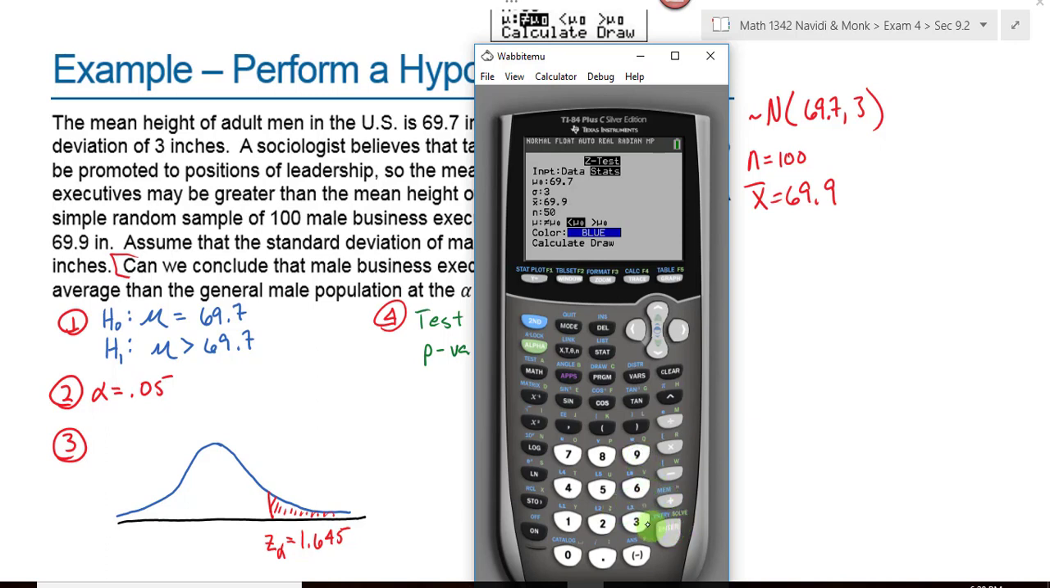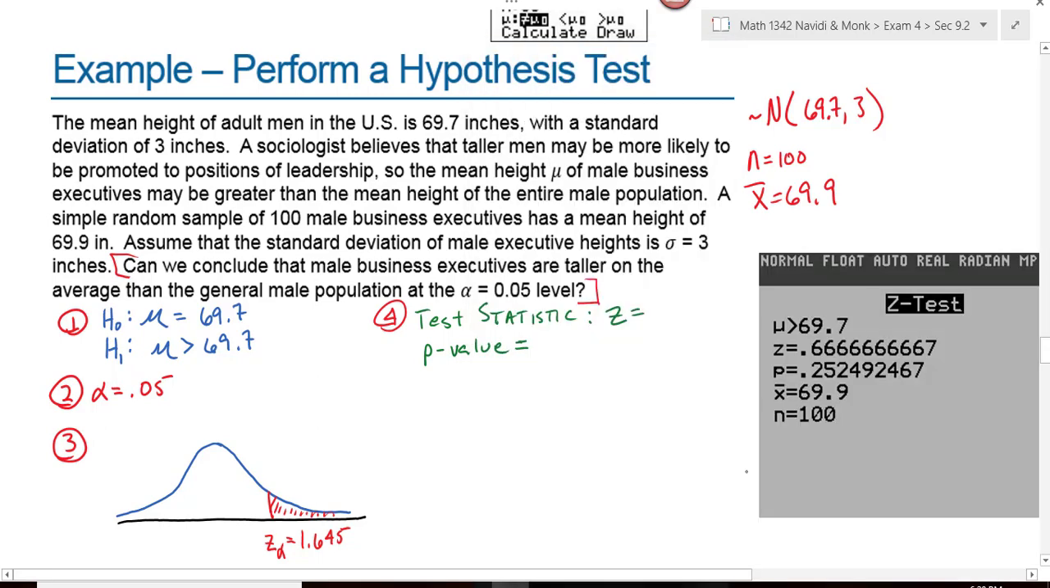69.9. My sample size was 100. I now want to use a right tail test, so I highlight greater than, and then I calculate, and this is my output. So my test statistic is going to be what? We'll call that 0.67. Typically z-scores are rounded to 2 decimal places.